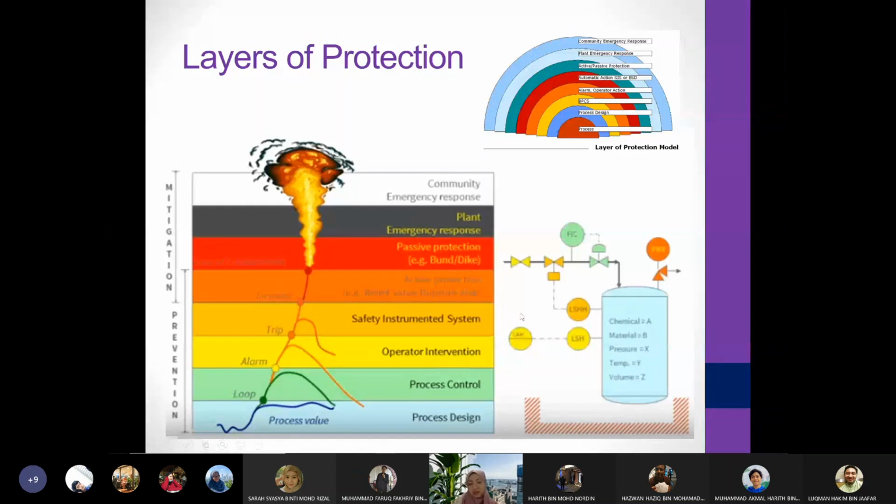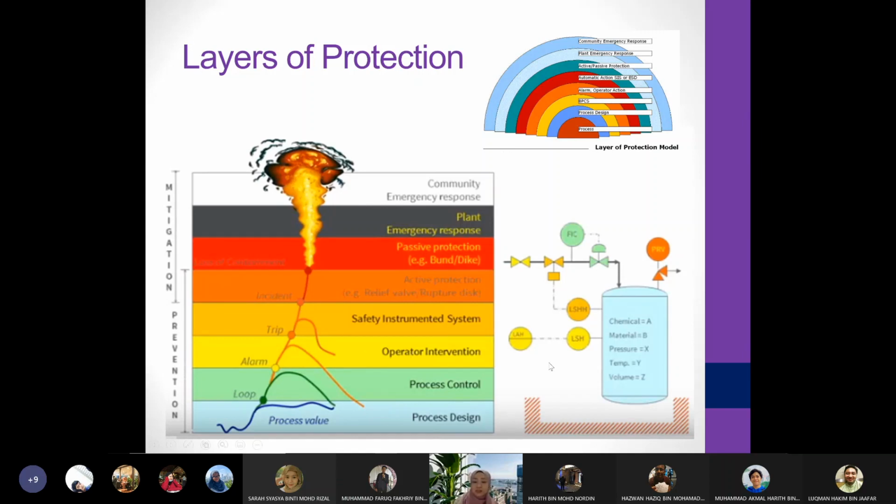And these sensors, you set its limit, and if it exceeds the limit, then it will automatically open a valve or shut off a system or valve, and so on. So if it exceeds the limit, then the next layer of protection is to have an alarm system. The alarm system would then create awareness to the operator to start intervention.